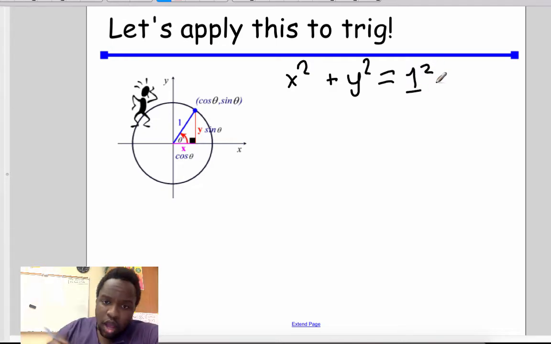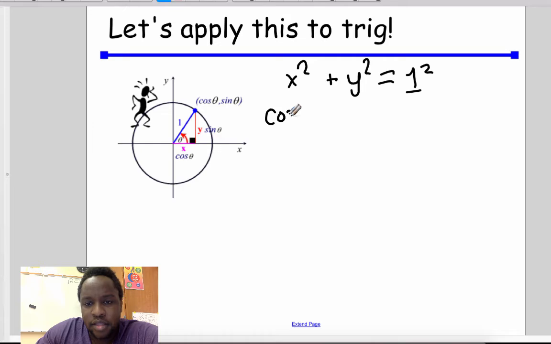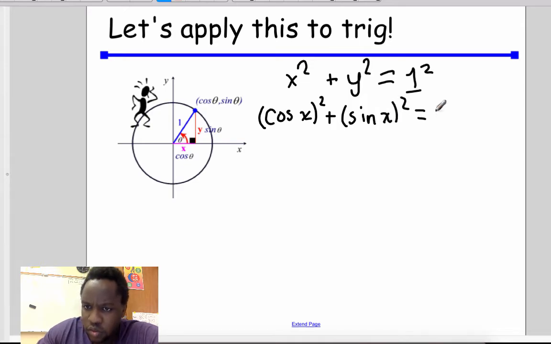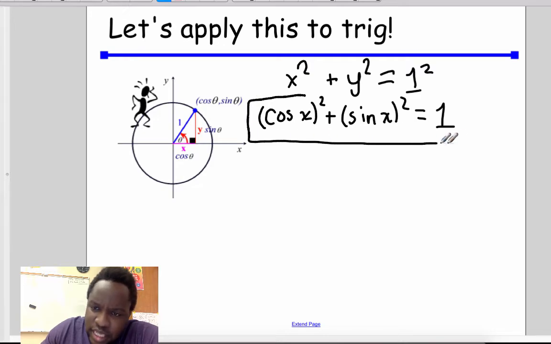So, would you believe me if I said that cosine x squared plus sine x squared equals 1? All I did was replace x with cosine x and y with sine x. Well, this is our first Pythagorean identity. This is kind of the base. This is the one that you basically need to remember. Or remember this and then remember that.